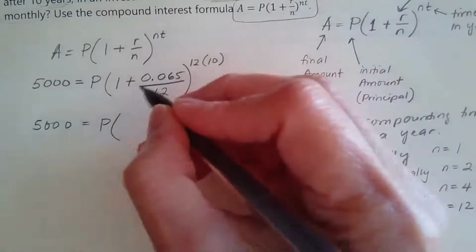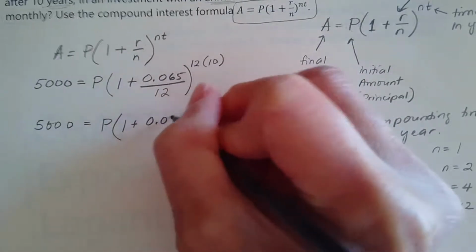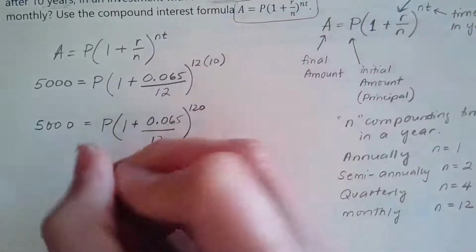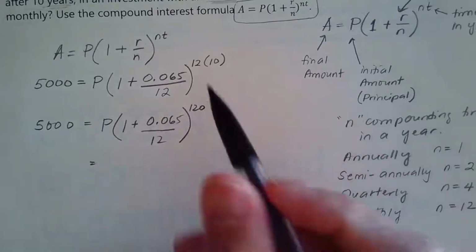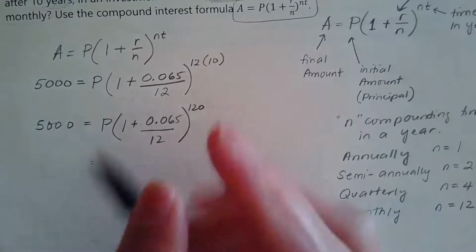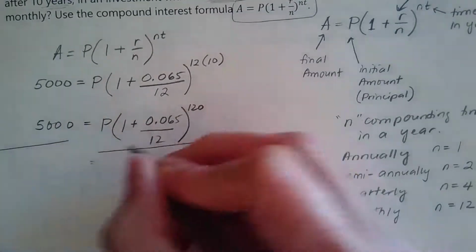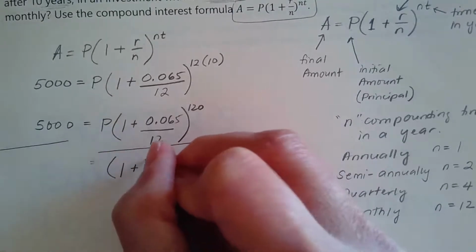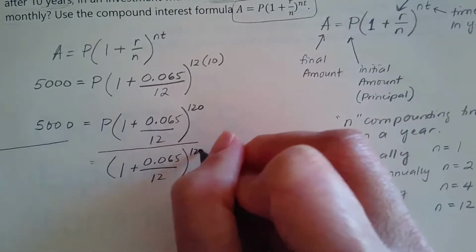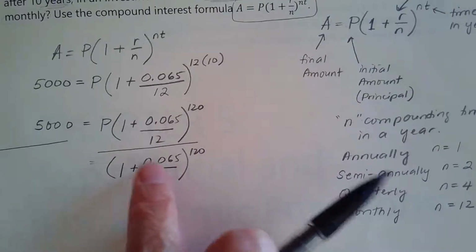Okay. So we can go 1 plus 0.065 divided by 12 to the exponent 120. To do that, we can just divide both sides by 1 plus 0.065 divided by 12 to the exponent of 120, because this is going to be a number that's some decimal value.